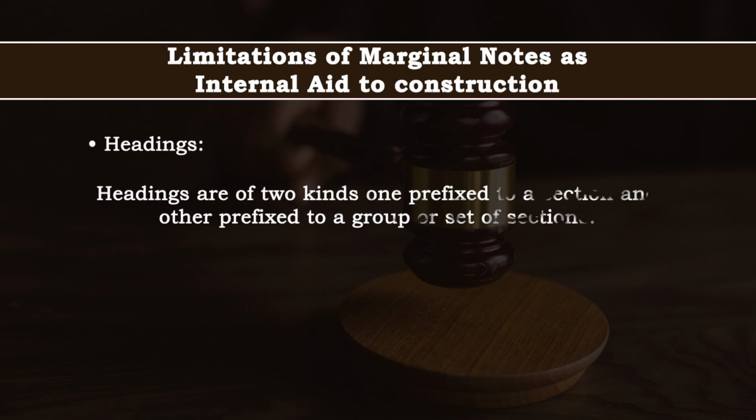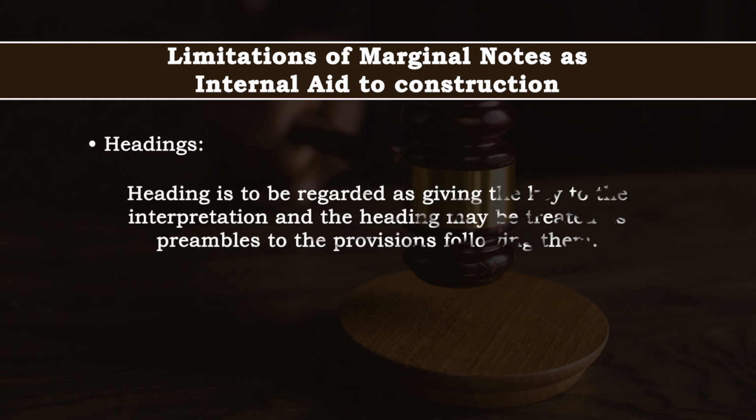Next aid is headings. Headings are used to organize the statute into sections and subsections. They help in structuring the statute and can assist in interpreting the provisions by indicating the general theme or the subject matter of a particular section. Headings are of two kinds. One is prefixed to a section and the other is prefixed to a group or set of sections. Heading is to be regarded as giving the key to the interpretation, and the heading may be treated as preambles to the provisions following them.